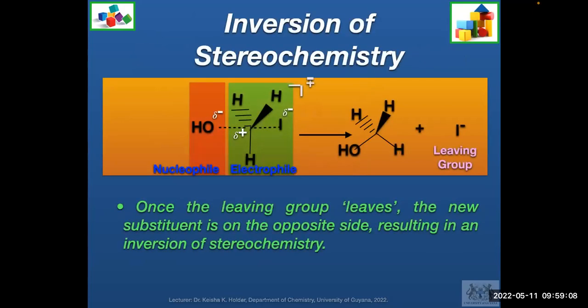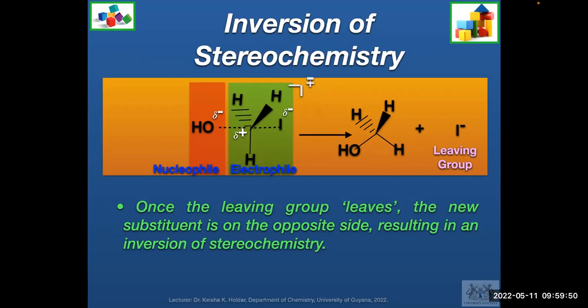Right, so where does the inversion come from? Once the leaving group leaves, so our hydroxy attacks here, and remember this bond is forming. It's in the process of being formed, and this one is in the process of being broken. Once it actually does break, then what we find is that the hydroxide now becomes fully submerged into the molecular framework, and the iodide leaves. This new substituent puts our hydroxy on the opposite side, and that's what causes an inversion of stereochemistry.